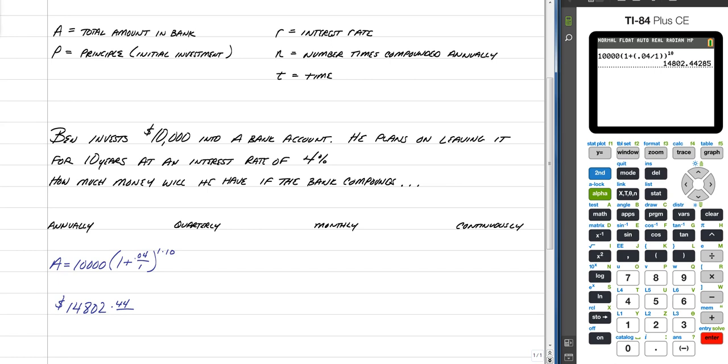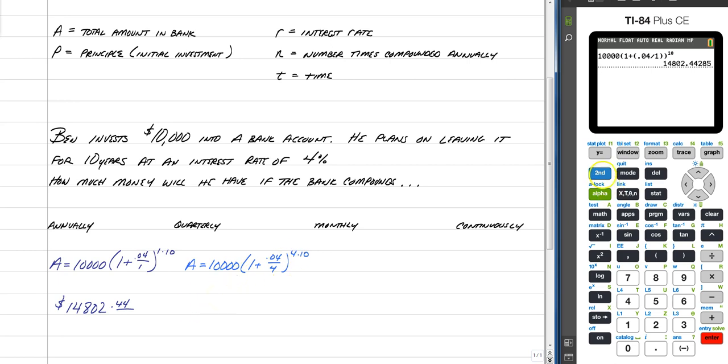All right, so quarterly. Pretty much the exact same thing, except we are now going to give interest 4 times per year.